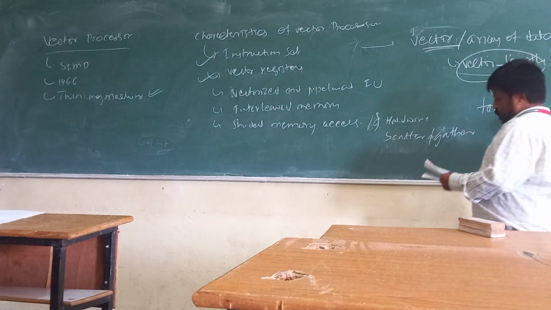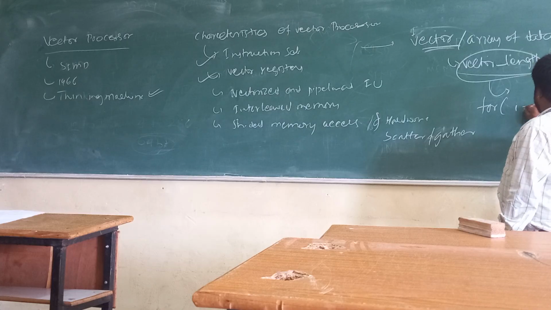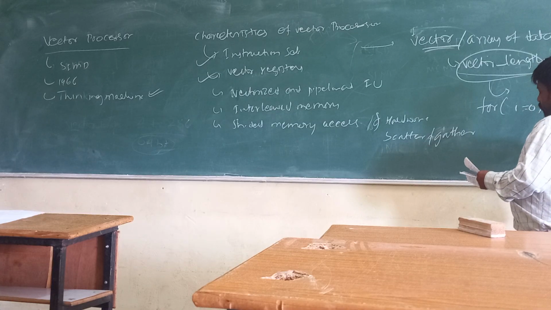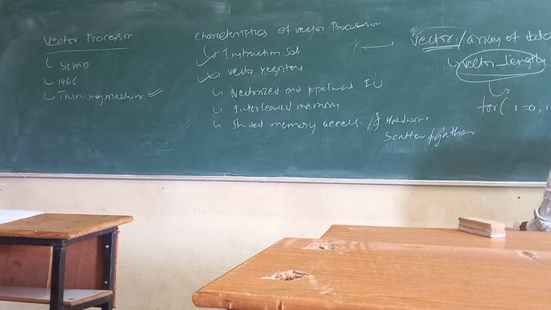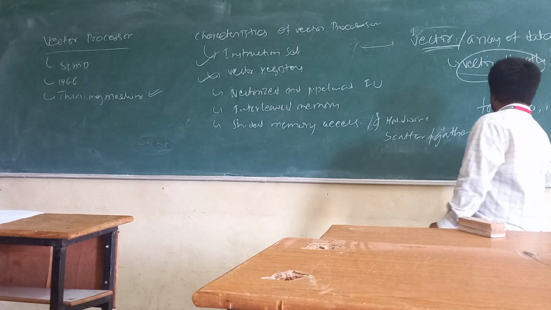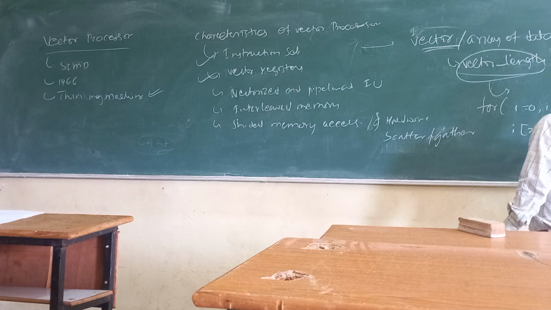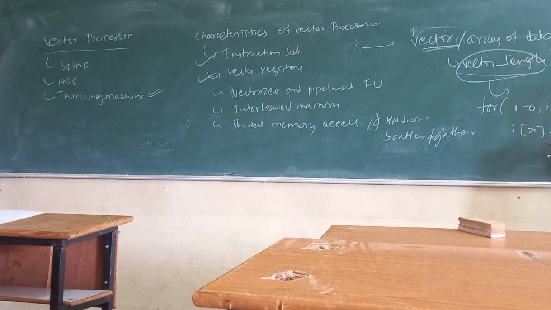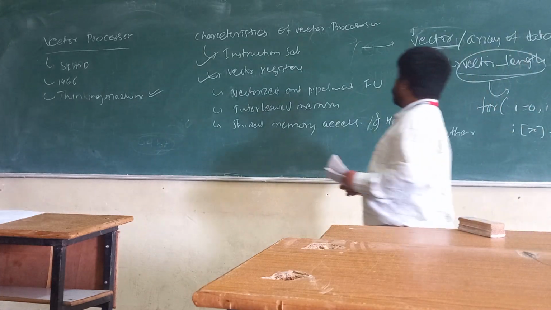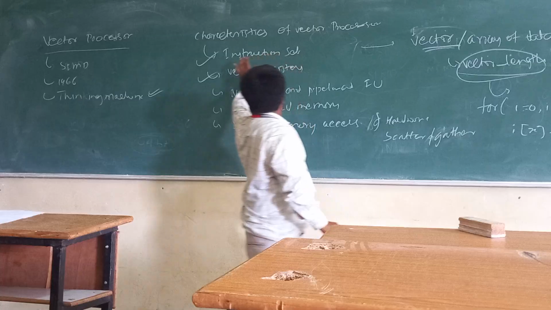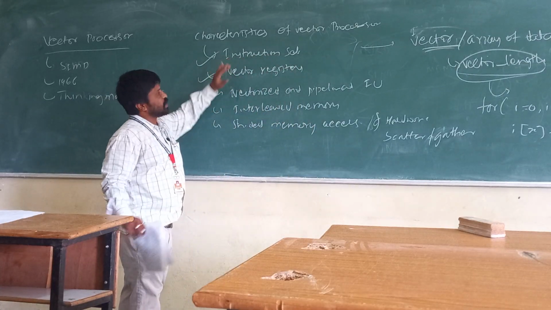Say you have a for loop where i equals 0, i is less than n, and i plus plus. If you want to send some values from the y array to the x array, then we can use vector registers and vector instructions also.